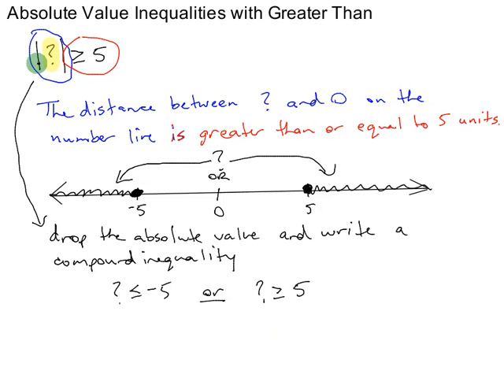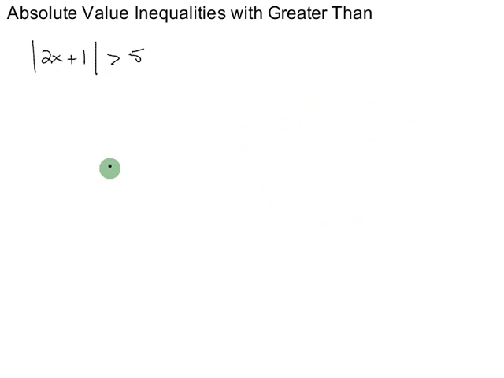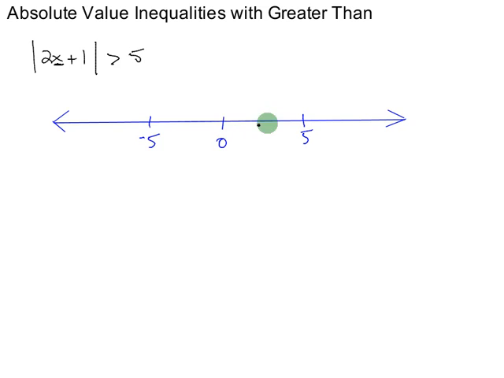Let's go a bit more abstract, and instead of using something like question mark, let's use something with variables. In this case we're trying to solve for x, and this whole 2x plus 1 is like question mark. To interpret this on a number line, we know that 2x plus 1, its distance from 0 is more than 5 units. So here's 0. Here's 5 and -5. Those are the 2 points that are exactly 5 units from 0. But 2x plus 1, its distance is more than 5 units away.